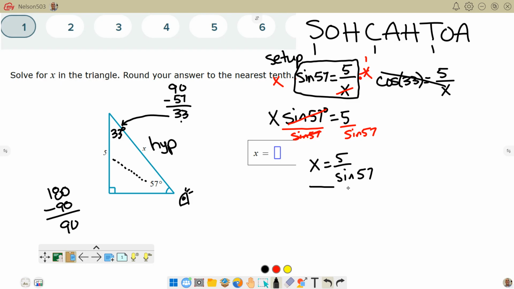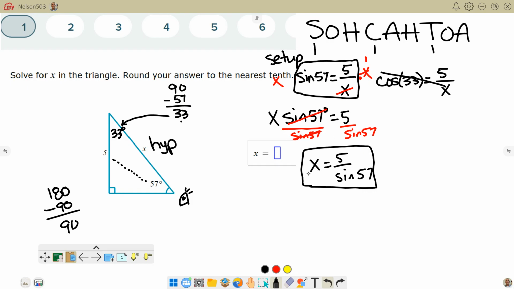Now I want you to compare this final line. This is what I'm going to type into Desmos. I'm not going to put the x equals part, but I'm going to put 5 over sine 57. I want you to compare it to where we started. Do you notice how the x and the sine of 57 have traded places, more or less? We swapped them.